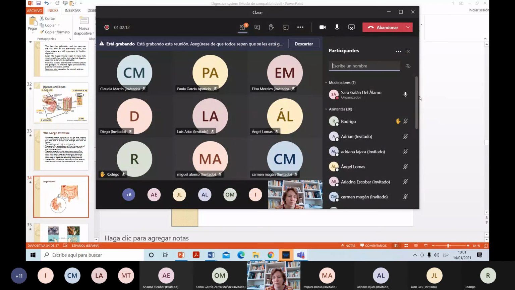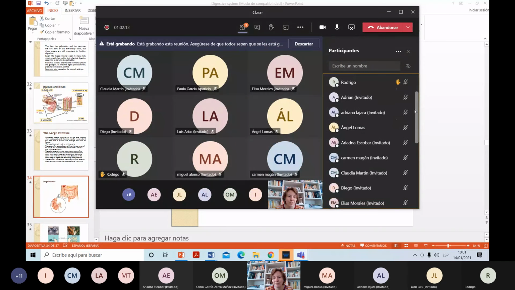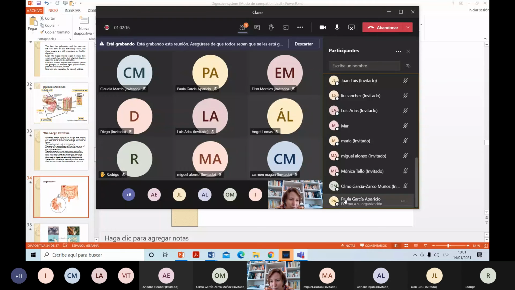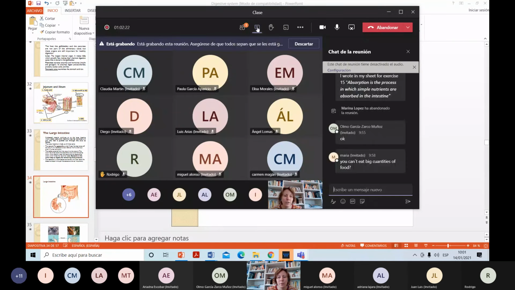A ver cómo hacíamos esto. Rodrigo, ¿me has contestado algo al principio? Mónica, tampoco tengo nada tuyo. Mónica, Rodrigo, for you too.